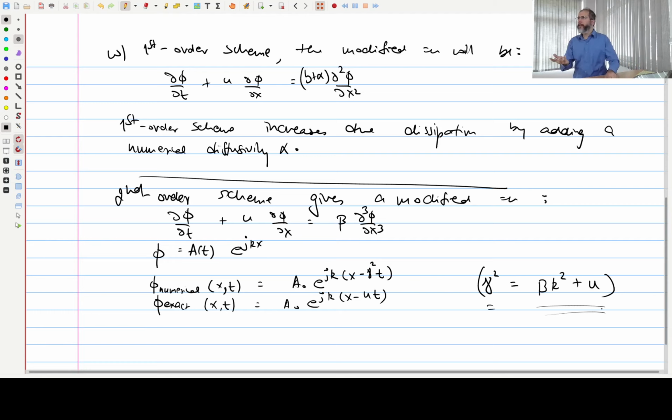If beta was negative, then one is traveling with the speed of u, the other is traveling with the speed of u minus something, so it starts lagging. But what matters here is to identify the fact that they start moving with separate speeds. Now, what is the effect of that?